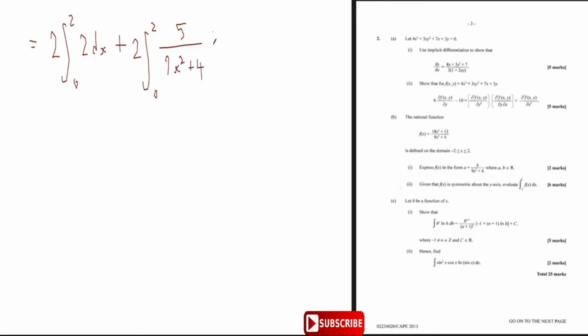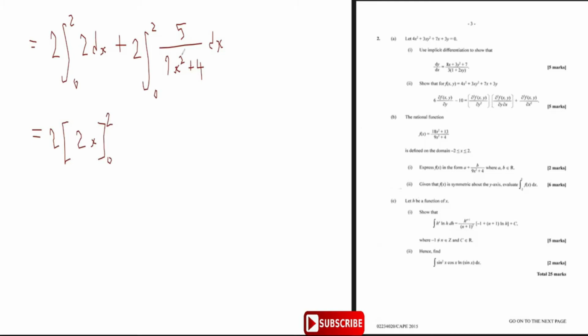Now this looks easier to integrate. We separate it like this to make it easy. Doing this integral, when you integrate 2, you get 2x. So it's going to become 2 times 2x, integrating from 0 to 2. Now this second one almost looks like tan inverse, but it's not quite tan inverse.